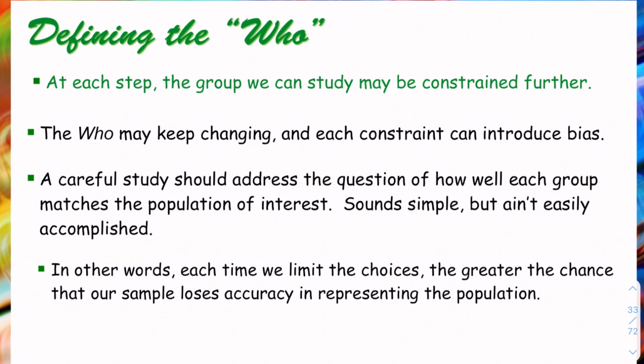In other words, each time we limit the choices, the greater chance that our sample loses accuracy in representing the population. Every time we make a compromise in how we go about gathering the data, we may be introducing bias, or it could lose accuracy in being a representative sample.